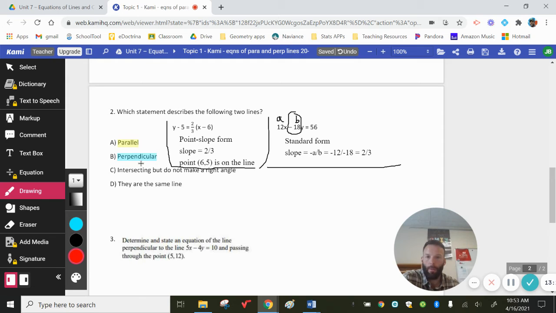And now to determine which of these four choices is the best choice, I'm going to compare the slopes of those lines. The slope of the first line is 2/3. And the slope here is also 2/3, which means that these lines must be parallel to one another.